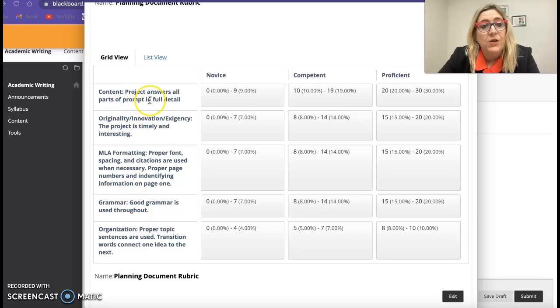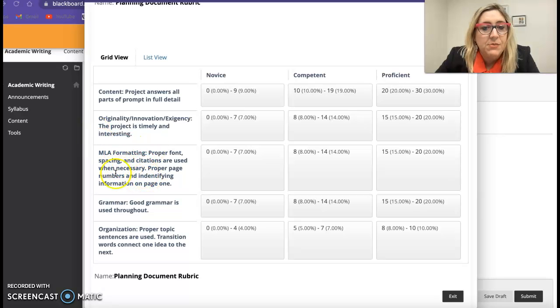project. So, does the project answer all 8 of the questions? You get up to 30 points for that. Is this something that's original, innovative? And when I say exigency, right here, this word, that means is this something that's of the now? Like don't write about something that maybe was an issue 25 years ago. We want to write about something that's happening now.